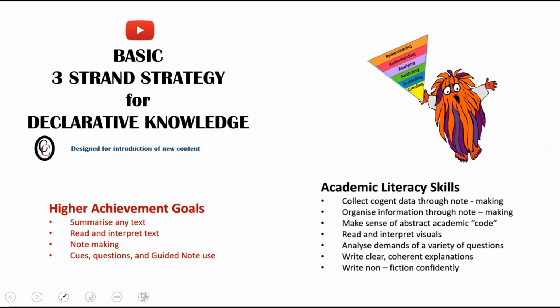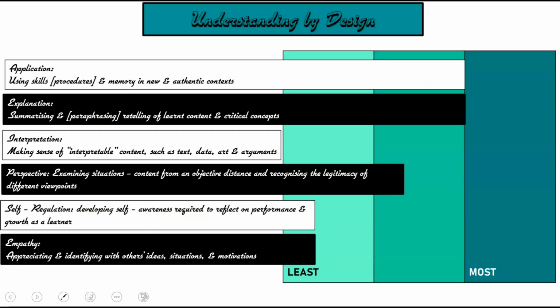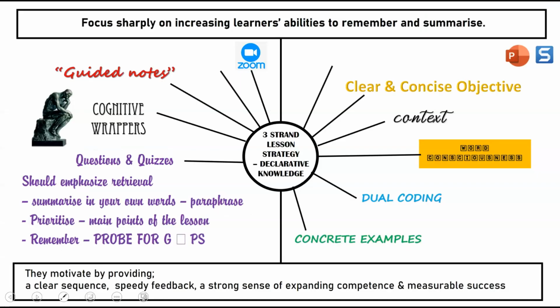Okay, so basically what I've done here is I've got the basic 3-strand strategy. Then I've just reiterated what it's designed for. I've got your higher achievement goals and your academic literacy skills related to this strategy. And then your understanding by design. Again, very important. What levels of understanding are you developing using this strategy? Those are the elements of the 3-strand lesson strategy, what you must have in that strategy.